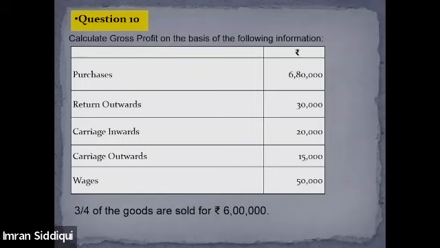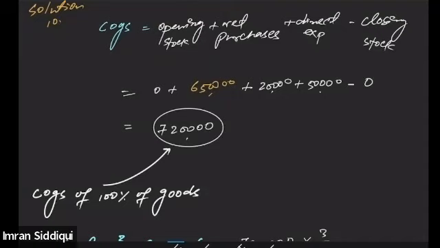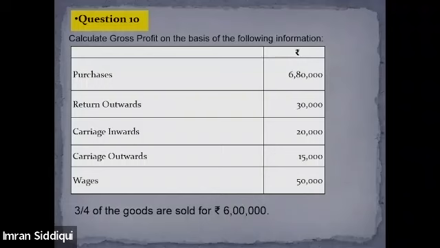Okay. So now pay attention, try to understand. This is very, very important. 7,20,000, which is the cost of goods sold, is the cost of how much goods? It is the cost of 100% of the goods. But tell me whether 100% of the goods are sold in the market. Answer is no. We were able to sell only 3/4 of the goods. And the 3/4 of the goods which has been sold, it has been sold at a value of 6 lakh.